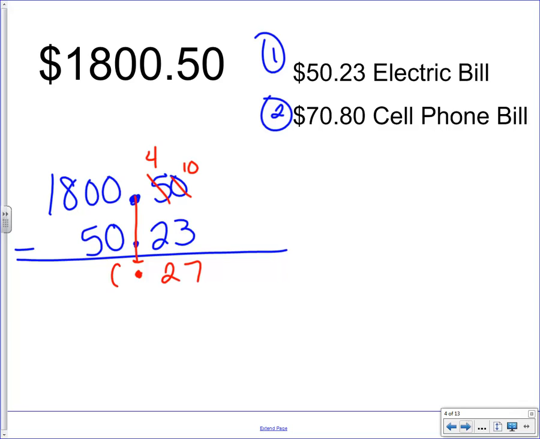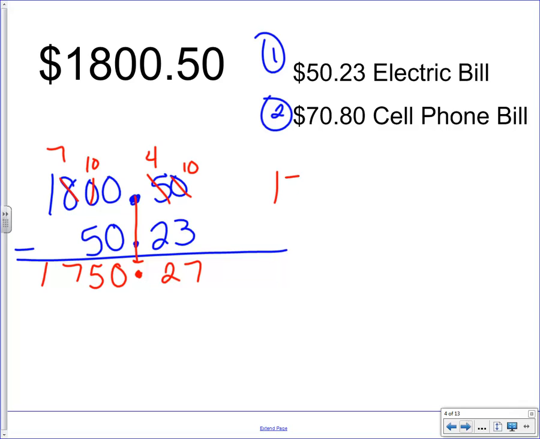I move over, 0 minus 0 is 0, 0 minus 5 I cannot do, so I have to borrow and make that 7. When I bring it to the other column, I'm taking 10 to the other column. That's how this works. So 10 minus 5 is 5, 7 minus 0 is 7, and 1 minus 0 is 0. So after paying my electric bill, I still have $1,750.27 still in my bank account.